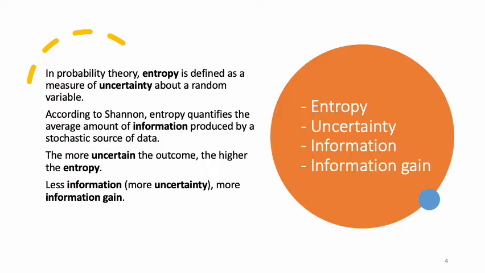Shannon's entropy is calculated based on the probability distribution of the random variable's possible outcomes. Therefore, the more uncertain the outcome, the higher the entropy. Shannon extended this approach to demonstrate that when there is less information, or in other words, more uncertainty, there is more potential for information gain when new data is obtained.